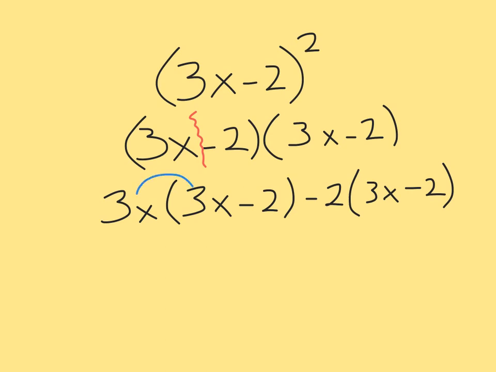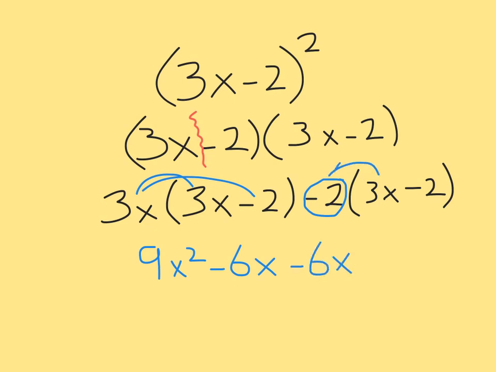So I have 3 by 3, which gives me 9, x by x gives me x squared, 3x by minus 2 gives me minus 6x. Now, always remember to bring in that minus when we're multiplying this second part. So minus 2 by 3x gives me minus 6x. And minus 2 by minus 2, minus by minus gives me plus 4.